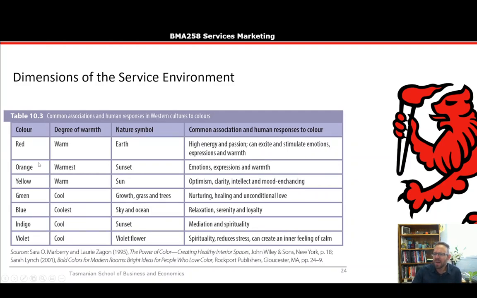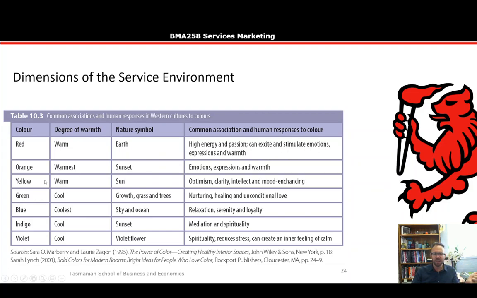Right, now likewise with scent, colour also has an impact on people's behaviours and their responses to the environment. So the colour red is a warm colour, and its nature symbol is earth. So we tend to associate red with the ground or earth, and the common association and human exposure to colours such as high energy and passion. So you think about a red rose or a red car, or all these red things which can be associated with excitement and stimulating emotions, expressions, and warmth.